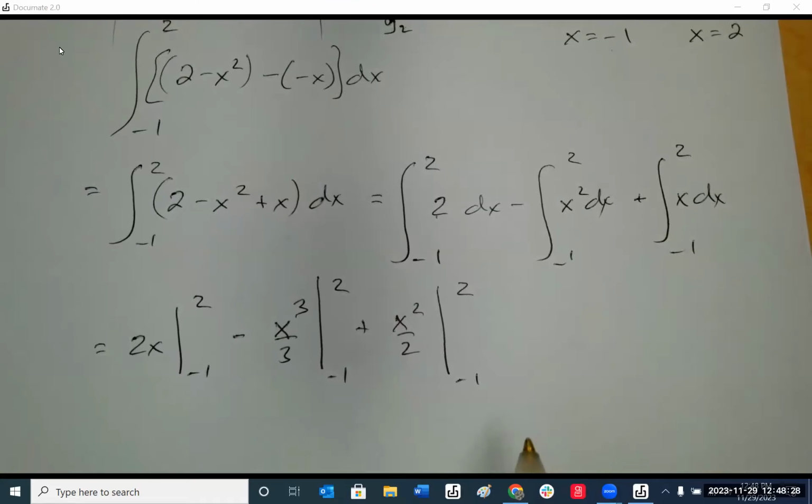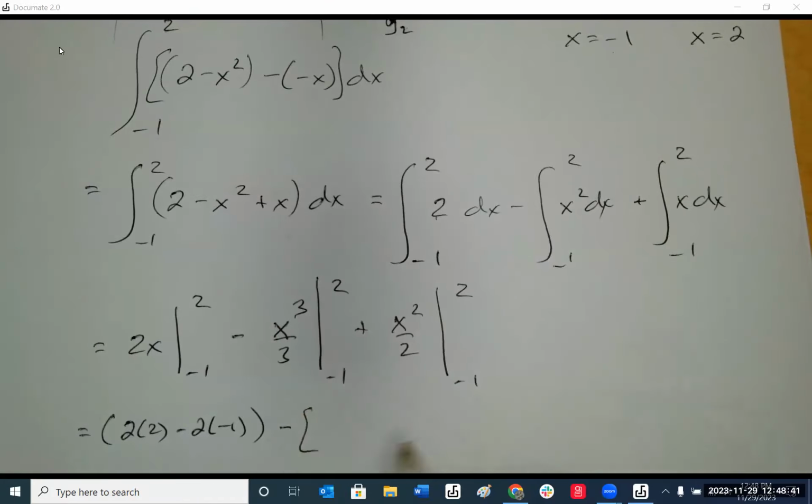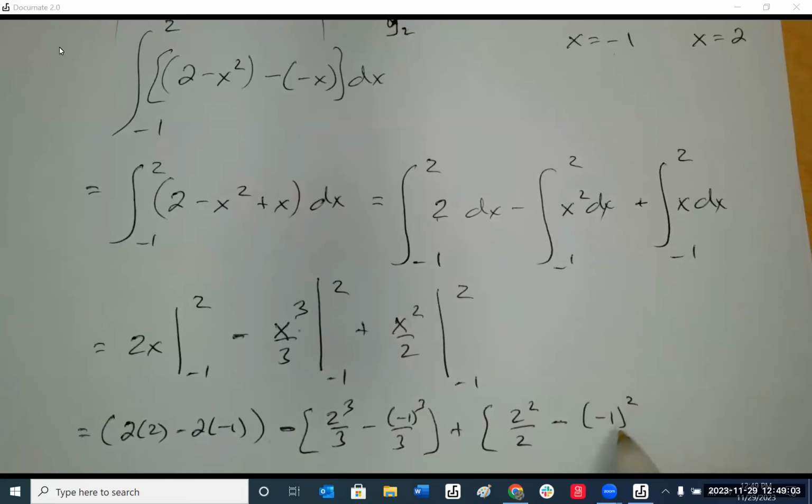So we got 2 times -1, minus... Oh, yeah, start from the top. It's always top down. Minus or plus? No, this is minus here. So for this one it's 2 cubed over 3 minus -1 cubed over 3. Plus x, plus 2 squared over 2 minus -1 squared over 2.